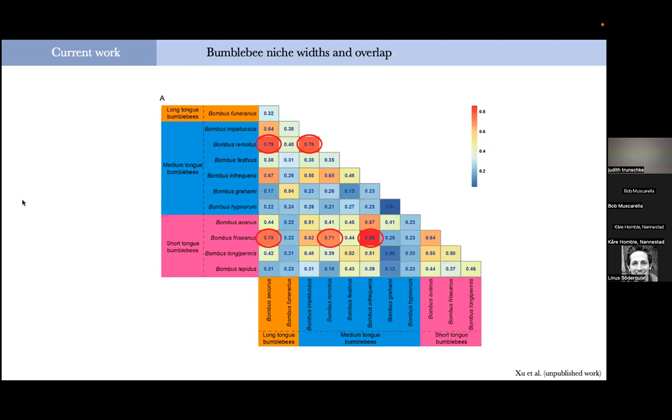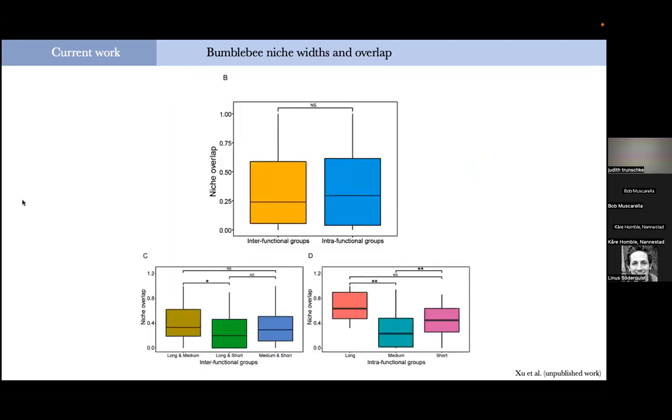And the step where we are now is to look at the niche overlap. So we are identifying whether the different niches used by different bumblebees actually are overlapping or not. And what we can see, as a still preliminary result, is that there's no difference in the niche overlap between interfunctional groups and intrafunctional groups.